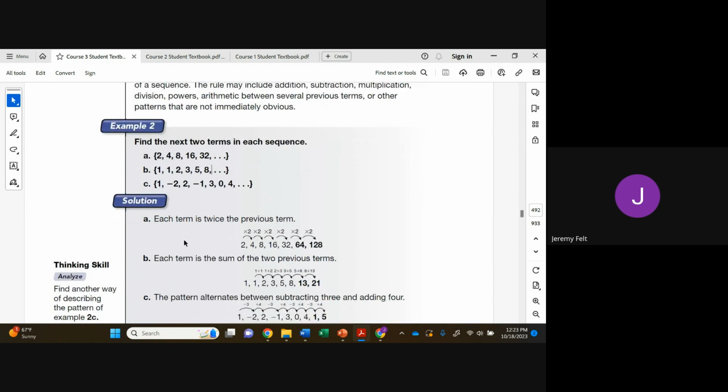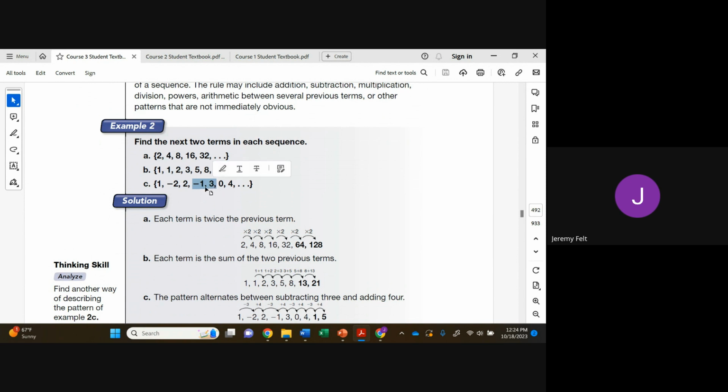So that one, we have an alternating pattern. We minus 3, then add 4. If you're only given 2 or 3 numbers, it might be really difficult to come up with, especially like B or C. But once we take it out a little bit further, from 1 to -2, we're minus 3. Then from -2 to 2, we're plus 4. From 2 to -1, minus 3. -1 to 3, we're plus 4, and so on and so forth.